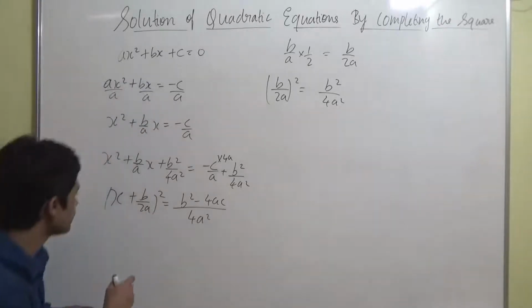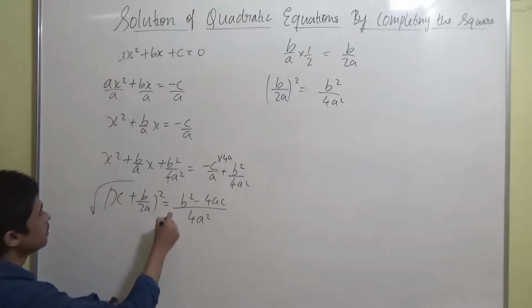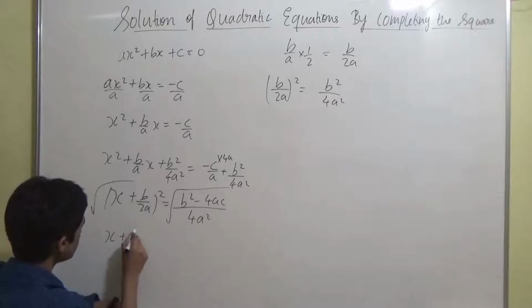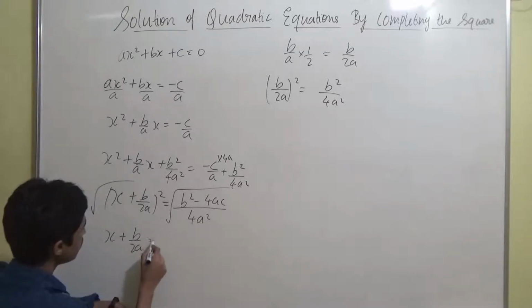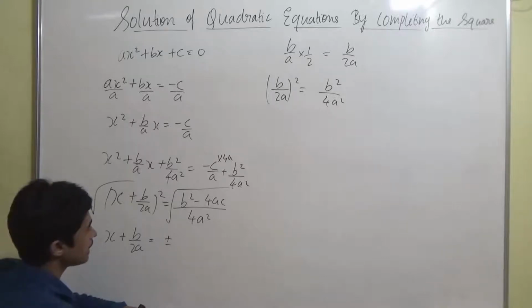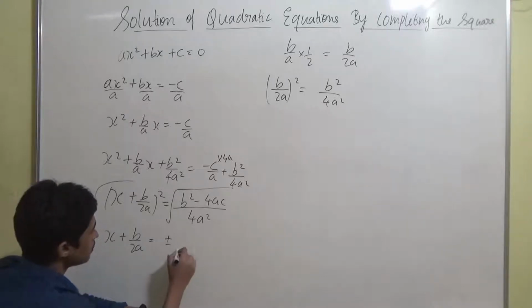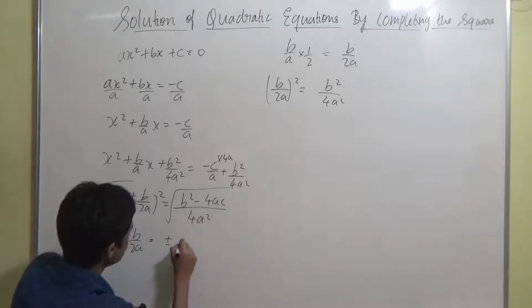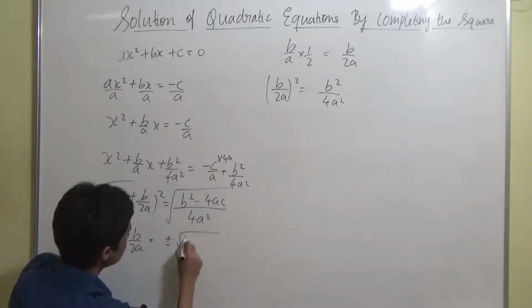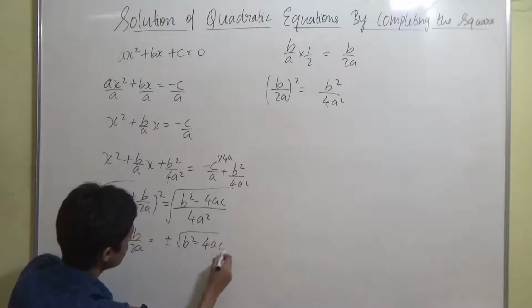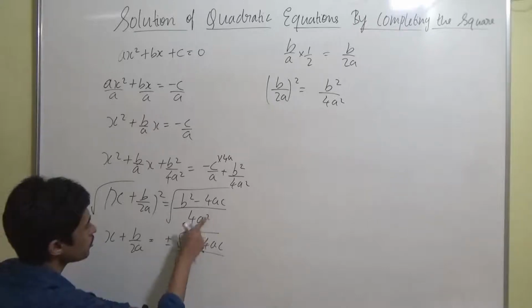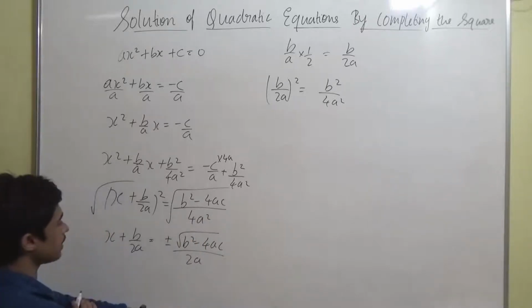Now to find the value of x, we have to take the root on both sides. Then it becomes x plus b by 2a equal to plus or minus the root of b square minus 4ac by, and the root of this denominator term becomes 2a. Getting it, guys? It became like this now.